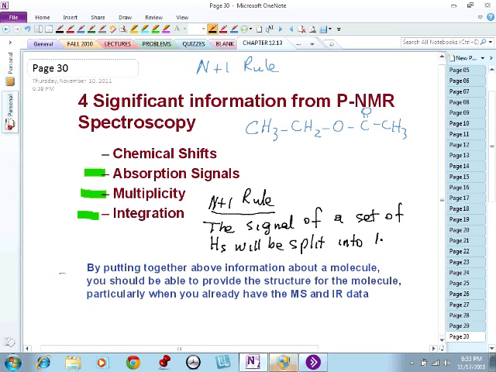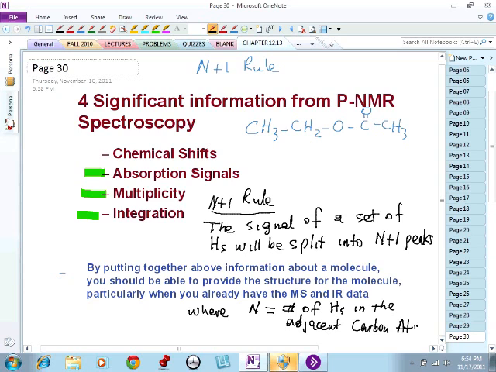into N+1 peaks, where N equals the number of hydrogens on the adjacent carbon atom. N equals the number of hydrogens in the adjacent carbon atom. When we say adjacent carbon atom, what do we mean? Next carbon atom. So what are we saying here?